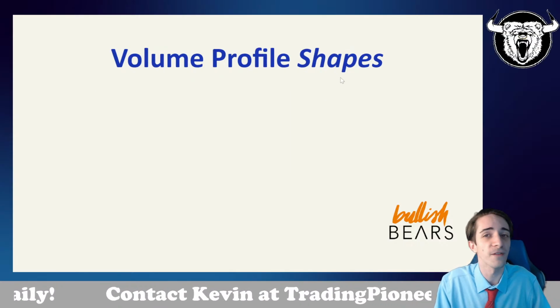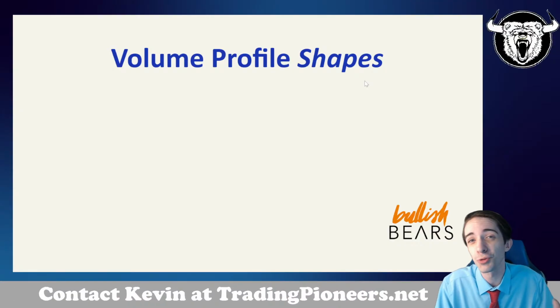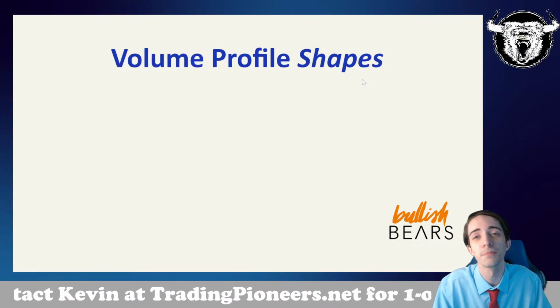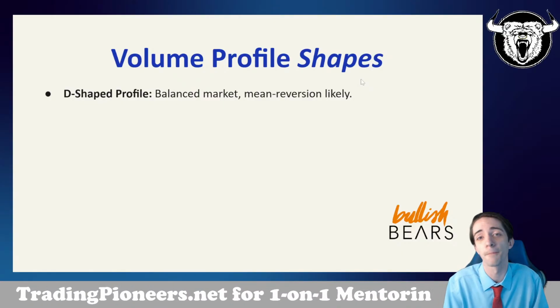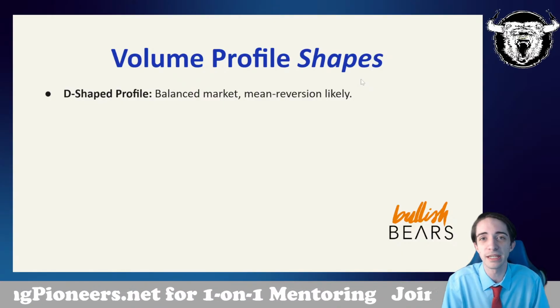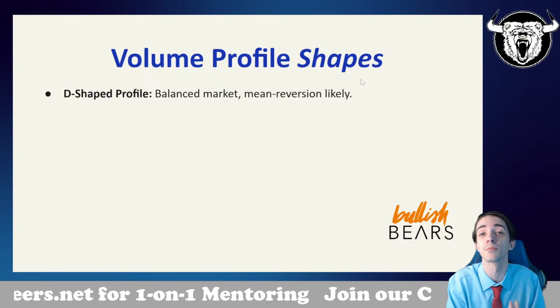So, volume profile shapes. Yes, there are actual shapes to be looking out for when it comes to volume profile. We have the D-shaped profile. Now, this shows us a balanced market, where mean reversion, which is a reversal, is more likely.